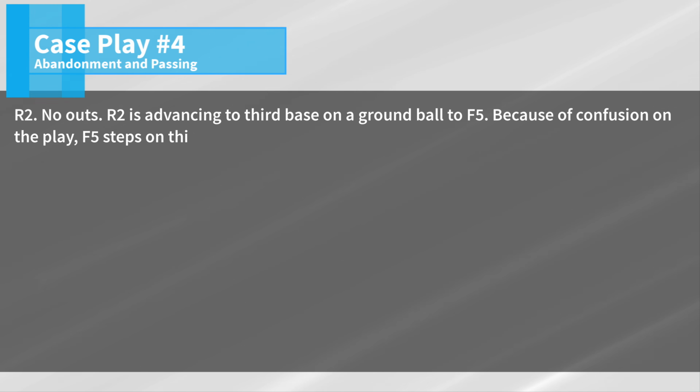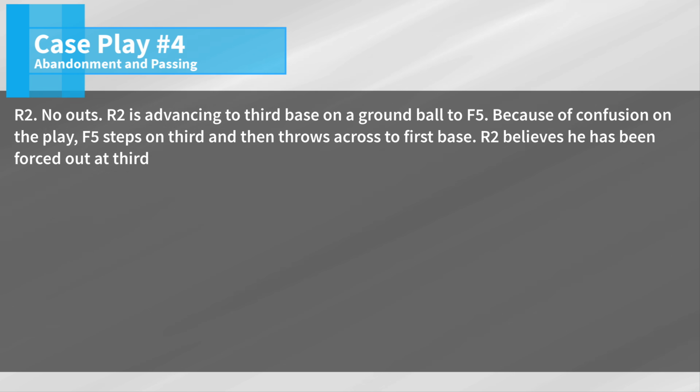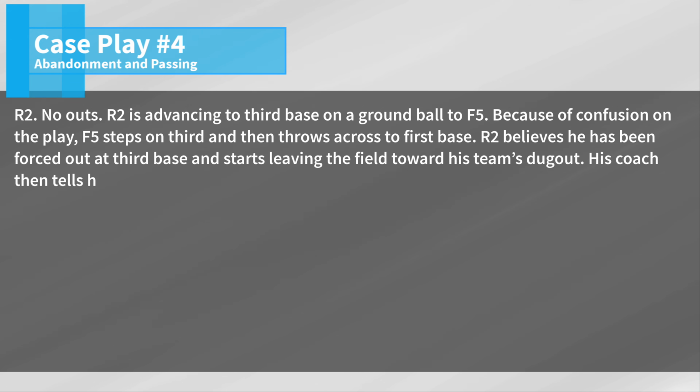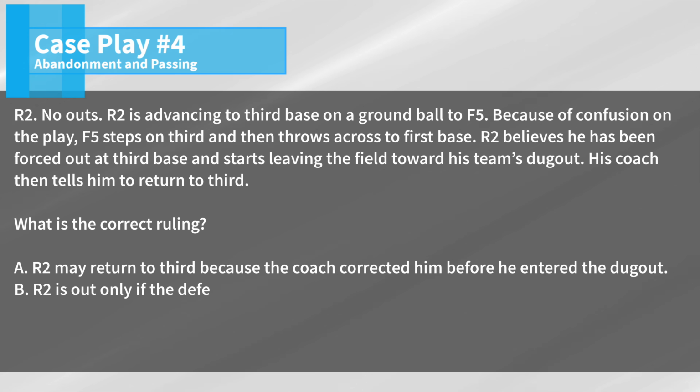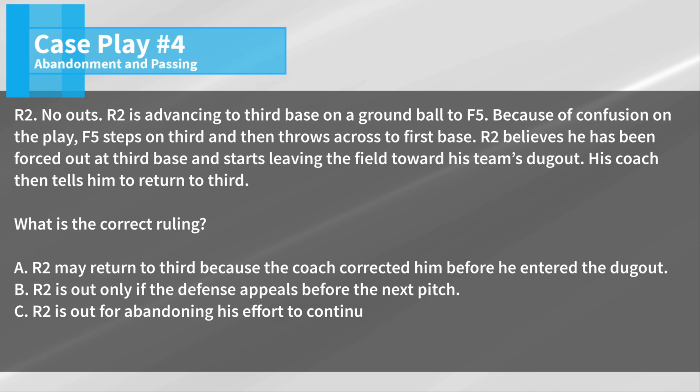Case play number 4. R2, no outs. R2 is advancing to third base on a ground ball to F5. Because of confusion on the play, F5 steps on third and then throws across to first base. R2 believes he has been forced out at third base and starts leaving the field toward his team's dugout. His coach then tells him to return to third. What is the correct ruling?